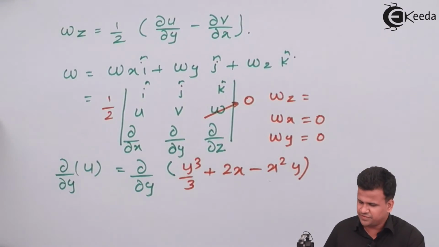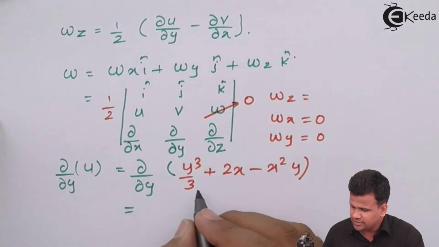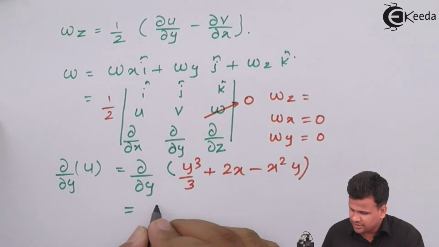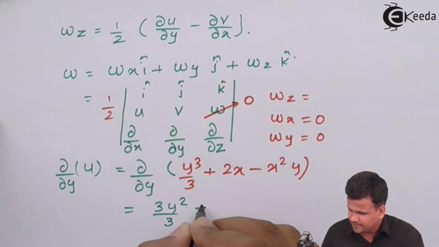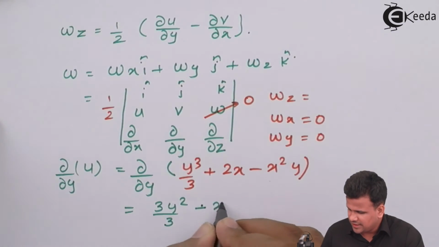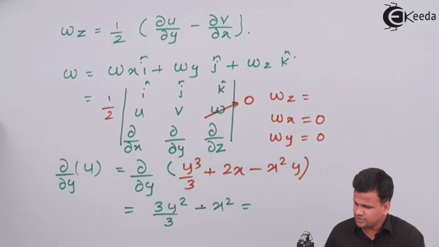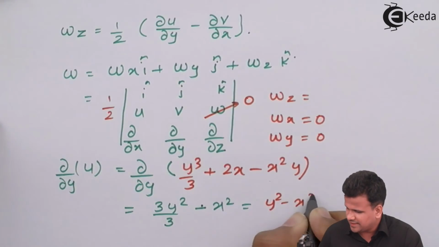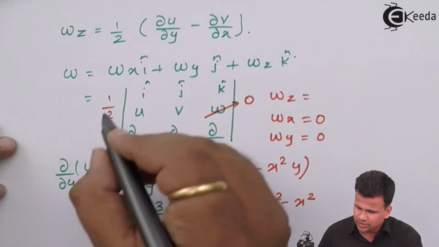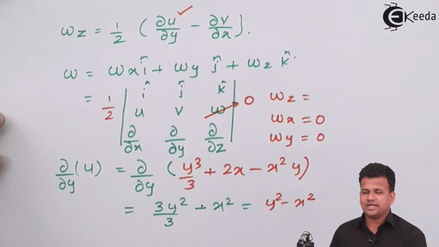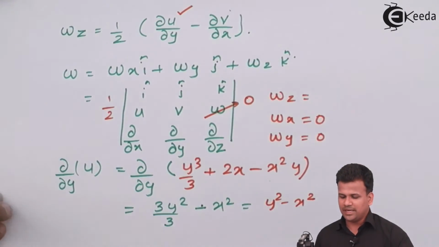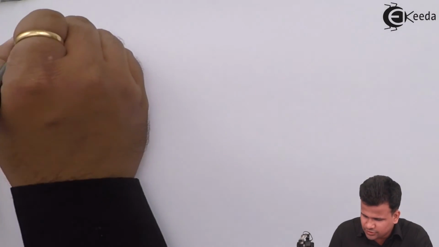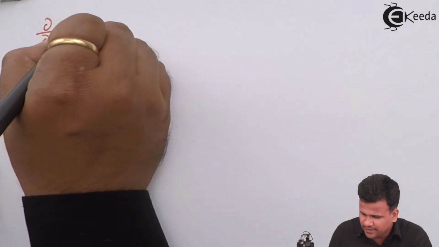If you differentiate with respect to y, what do we get over here? The differentiation is 3y square by 3 minus x square. So this equals y square minus x square. So we have found the first term, dou u by dou y. Now let us calculate the second term, that is dou v by dou x.